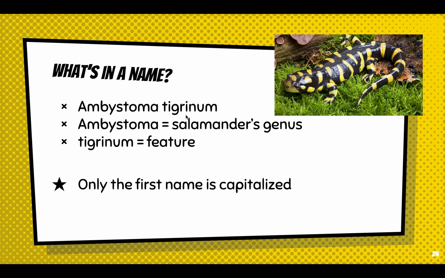Also notice in binomial nomenclature, only the first name is capitalized, not the second. The genus is capitalized, not the feature. And the common name for this salamander is a tiger salamander. The common name in English is a tiger salamander. The scientific name is Ambystoma tigrinum. Now you're not going to have to come up with these scientific names. I'll give them to you, but you need to know that the first one is the genus, the second one is the feature, and the first one is always capitalized.